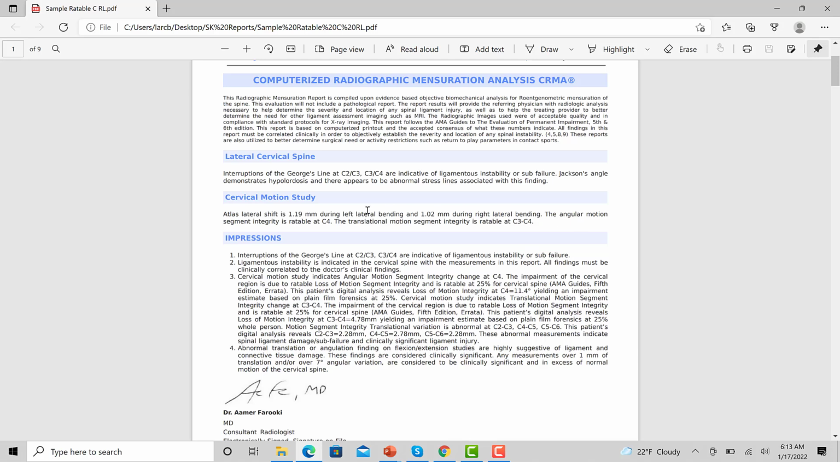Now, the angular motion segment integrity is ratable at C4. What does that mean? That means we have a grade 3 sprain finding. It means that we have a grade 4 Croft treatment guideline. It means that if we start to look at these abnormals, we have ratable findings at 2 levels: a C4 angular finding and a C3-4 translation finding. And then if we look down in here, we also have some abnormals at C2-C3, C4-C5, and C5-C6 as far as translation itself goes.